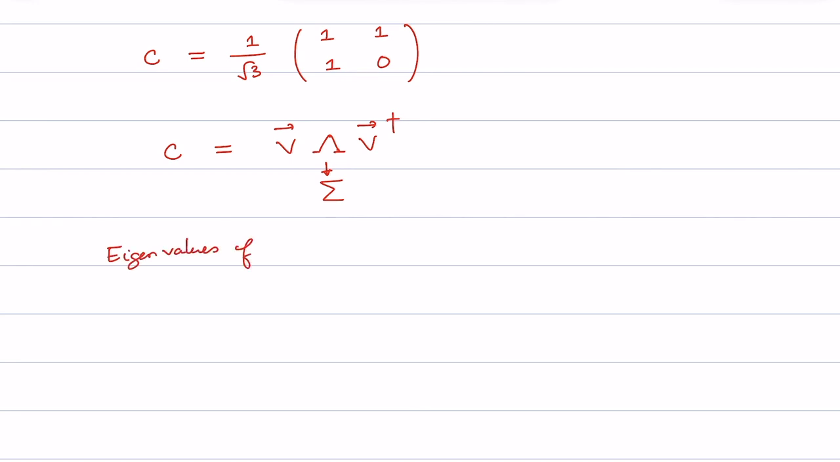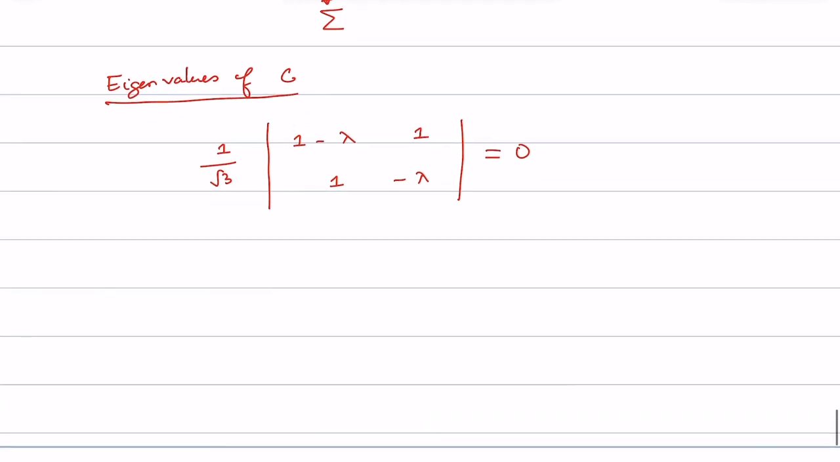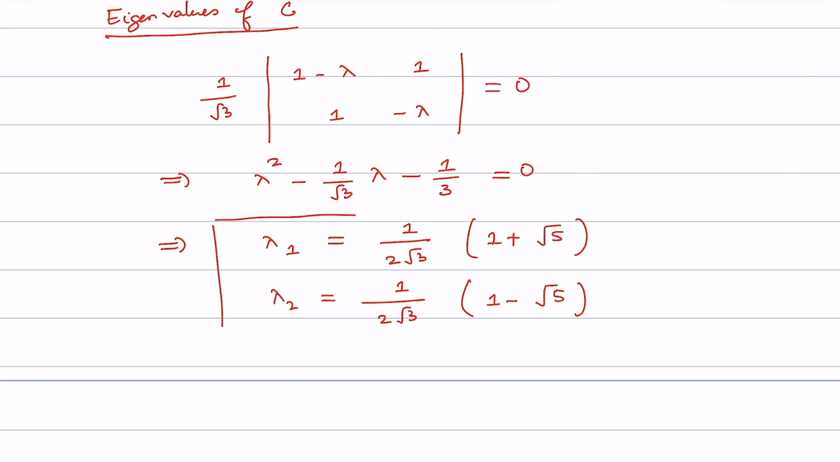Eigenvalues of this matrix C: to do that I just have to find out the characteristic equation. That would be 1 by root 3 determinant of [1 minus lambda, 1; 1, minus lambda] is equal to 0. If I do that, this is going to give me the equation lambda squared minus 1 by root 3 lambda minus 1 by 3 is equal to 0. And this is going to give me the eigenvalues. Lambda 1 would be equal to 1 by 2 root 3 times (1 plus root 5), and lambda 2 would be equal to 1 by 2 root 3 times (1 minus root 5). So these are my eigenvalues.